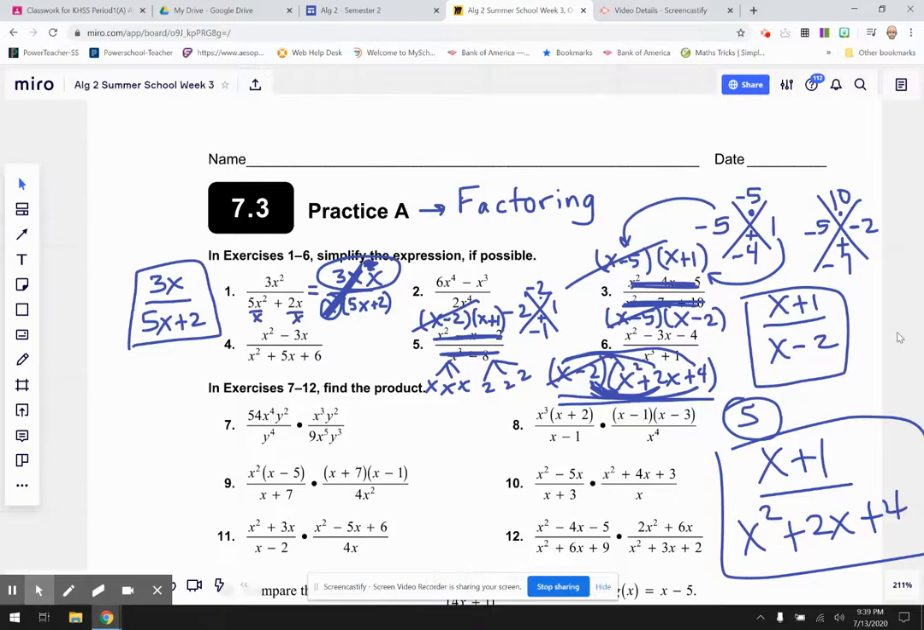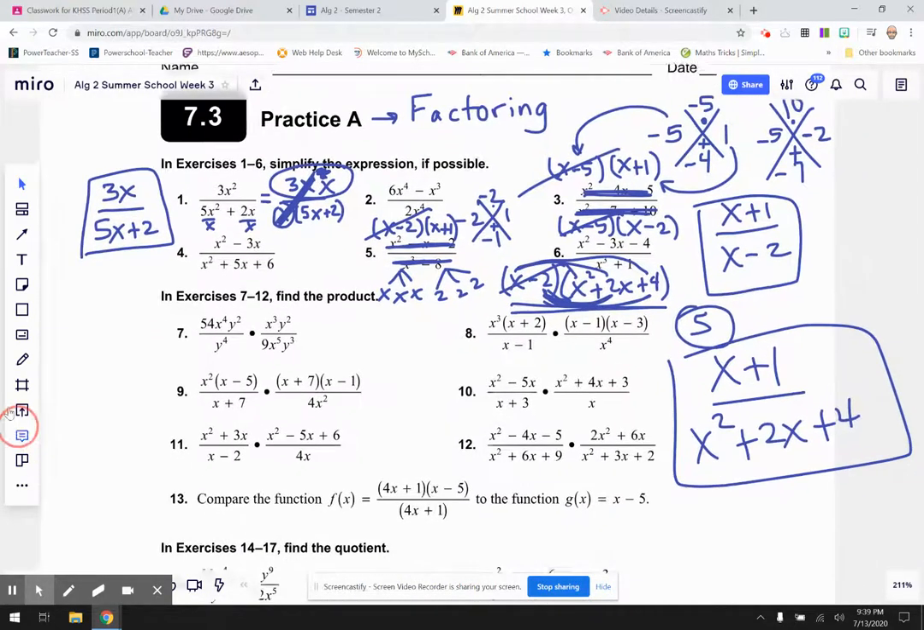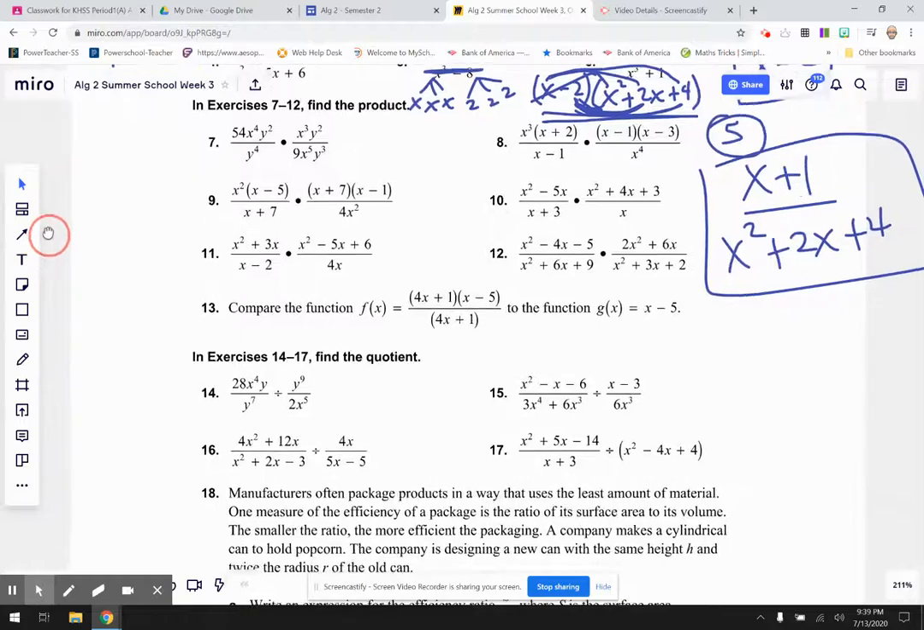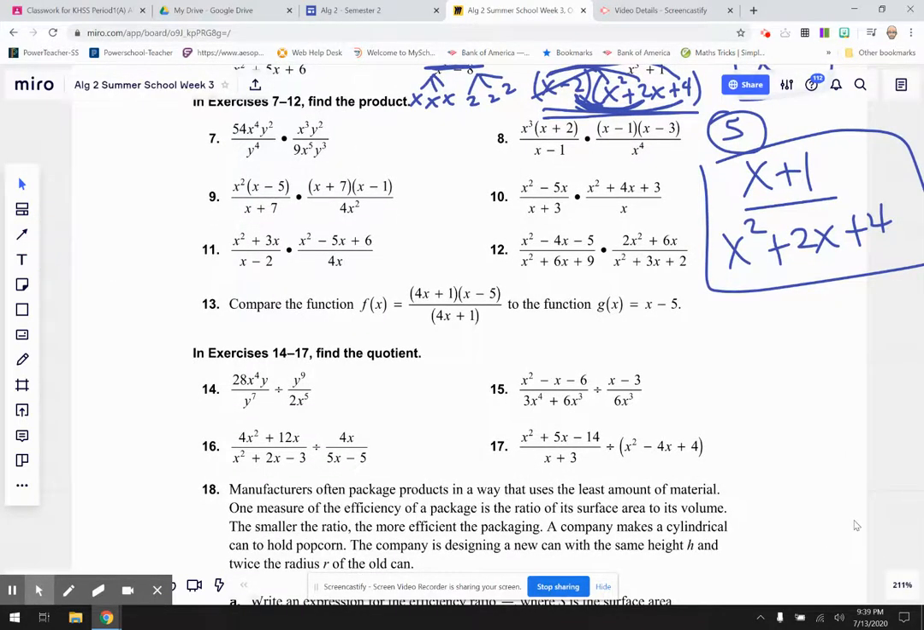Now to go to 7. 7 just says find the product. Okay, I'm going to move this up. So hopefully you got that. If you need to pause the video anywhere, you can always pause it and go back and see it. I'm going to go to 7. 7's a straight fraction one. There's no factoring. You can just cross cancel.